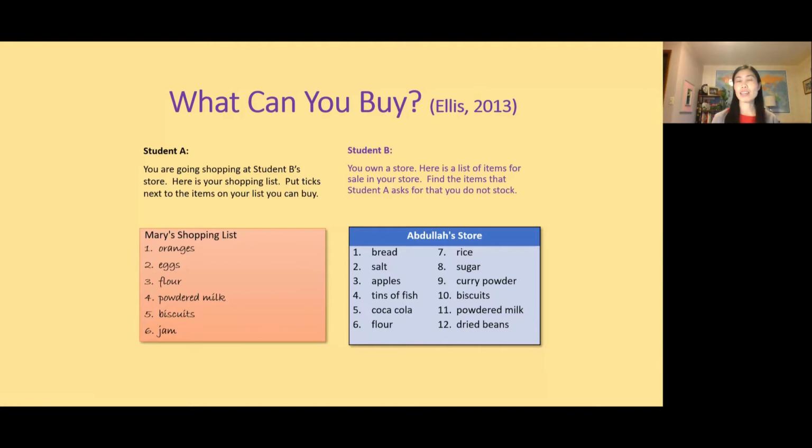Now let's have a look at another example, also from ALICE 2013. Students now work in pairs as student A and student B. Student A has a shopping list, and they have to talk with student B so that they can put ticks next to the items that they can buy. Student B is the shop owner, and they have to talk with student A so that they can write out the items that they don't have in stock.